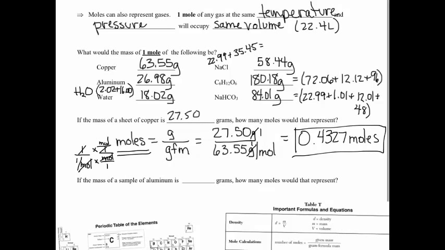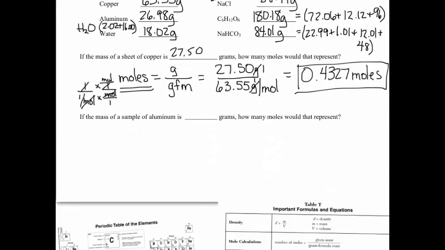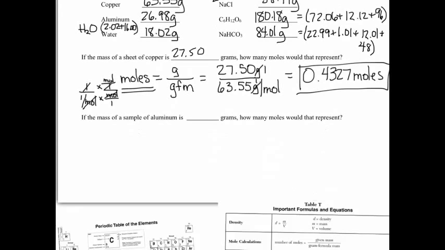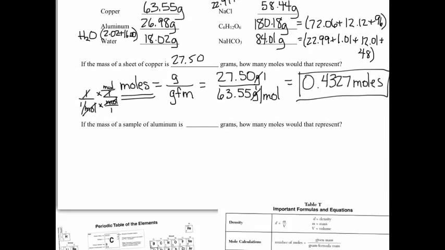And that's our answer. Math is easy. Concept is kind of hard. All right, let's try another example. We're going to try this with aluminum. So let's say we have a sample of aluminum that is 5.25 grams. How many moles would that represent?